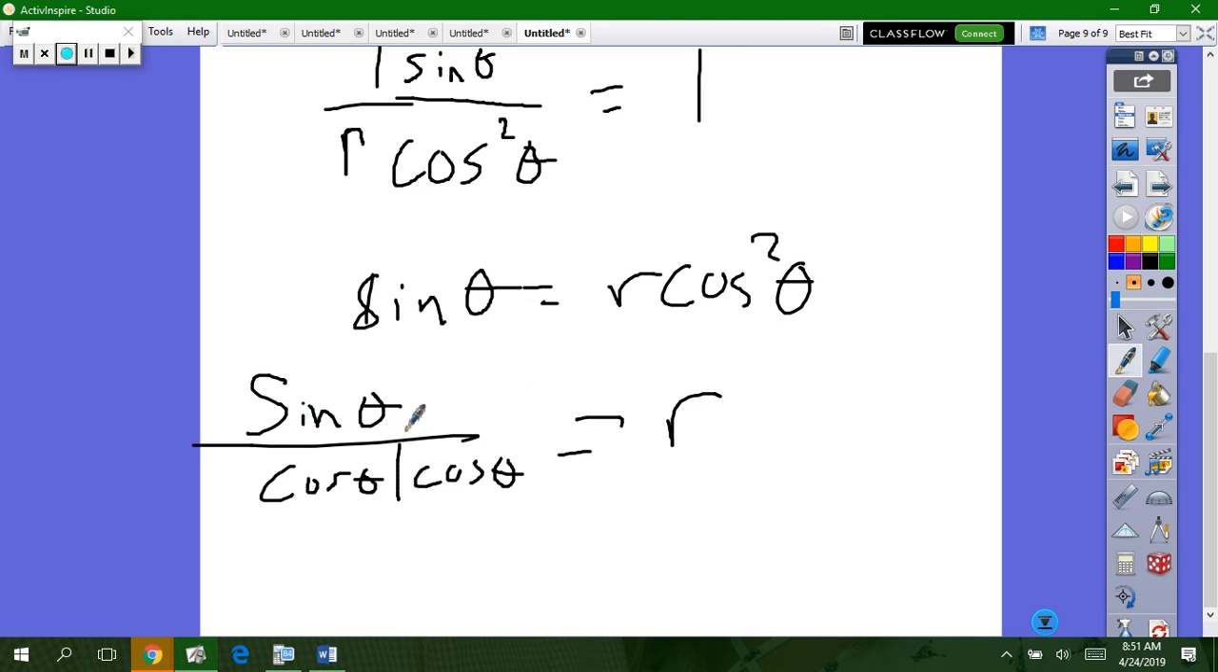Notice what's this? Tangent. What's this?